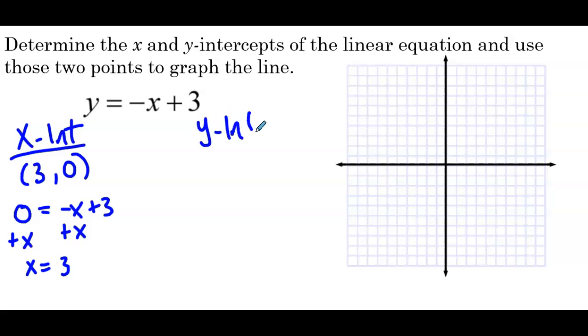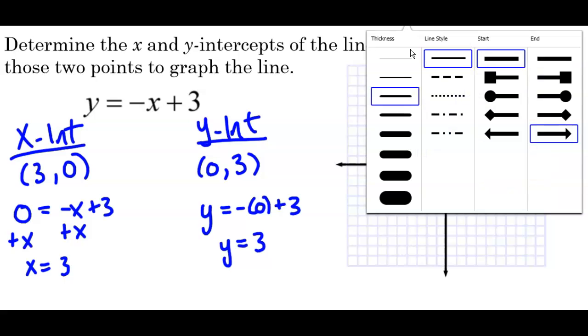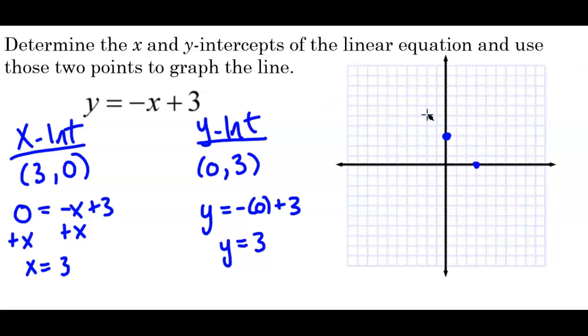And then the y-intercept is a point whose x-coordinate is 0. So then we have y equals negative 1 times 0 plus 3. So negative 1 times 0 is 0, plus 3 is just 3. So y equals 3. Our point is 0, 3. We can plot both these points, 3, 0 and 0, 3. Again, I'll use the line tool here. And I'll label the line y equals negative x plus 3.